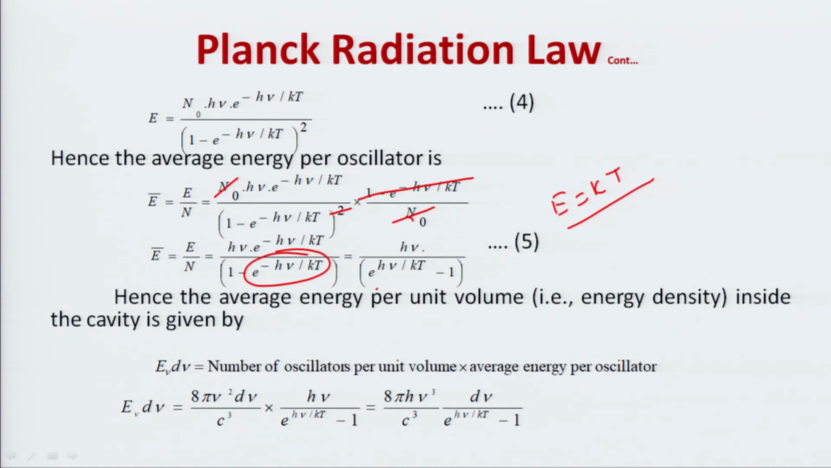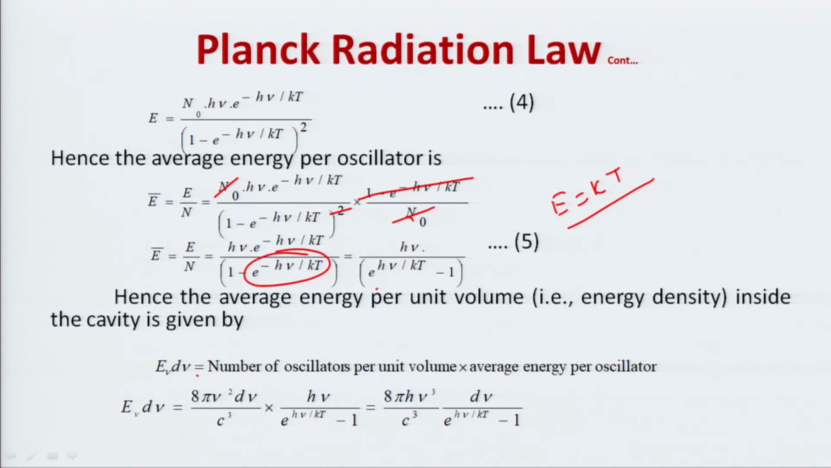This is the classical average energy, and this is the quantum average energy, and this depends upon the frequency, the multiple of h nu, and also on temperature. Hence, the average energy per unit volume, that is the energy density inside the cavity, is given by: the total energy E nu d nu is equal to the number of oscillators per unit volume multiplied by the average energy per oscillator.